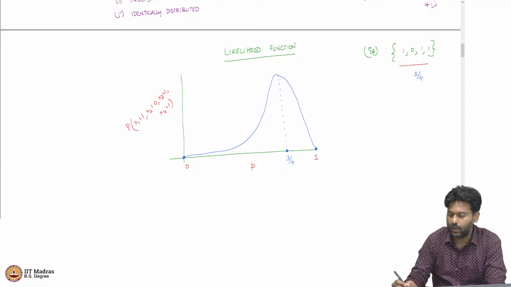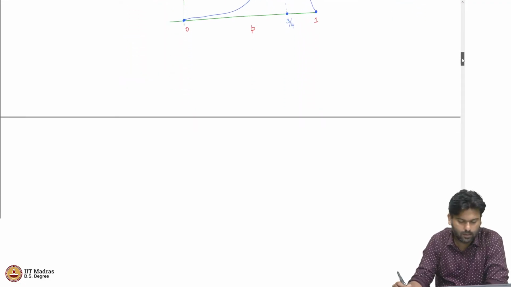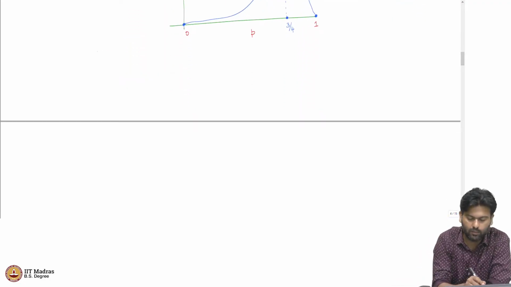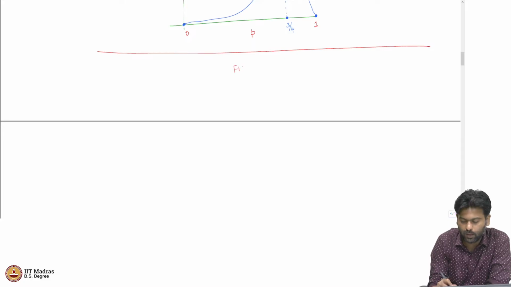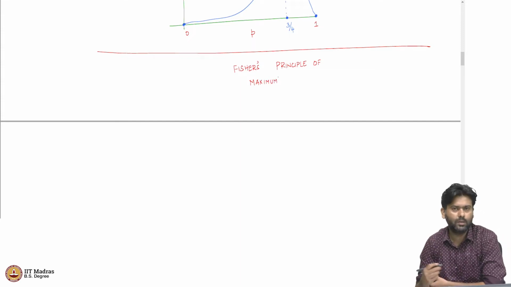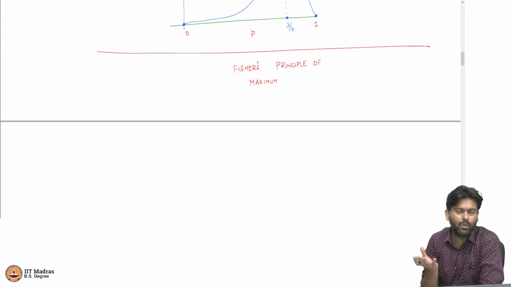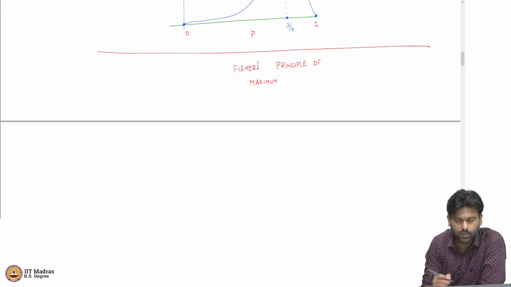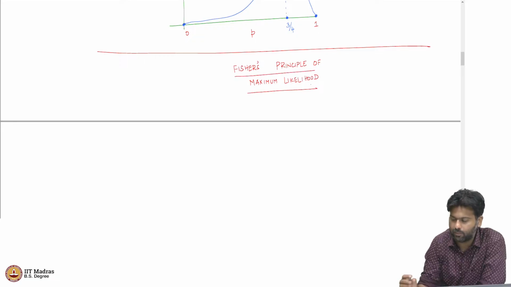This method is quite old. It has been there since the 50s, and it was proposed by Fisher, and it is called Fisher's principle of maximum likelihood. This might be familiar for some of you. Think of this as a review for estimation if you have seen this before. Otherwise, this is still a precursor to what is going to come later. Okay, this is Fisher's principle of maximum likelihood.